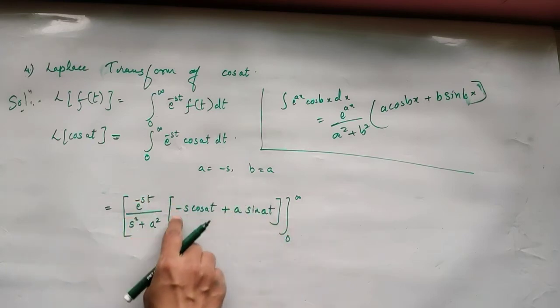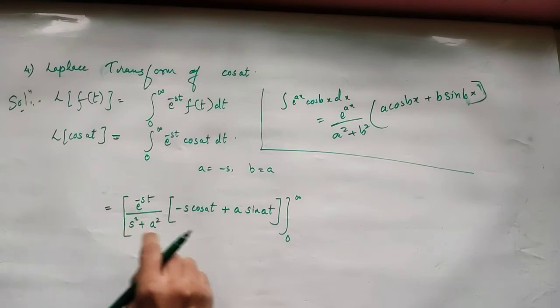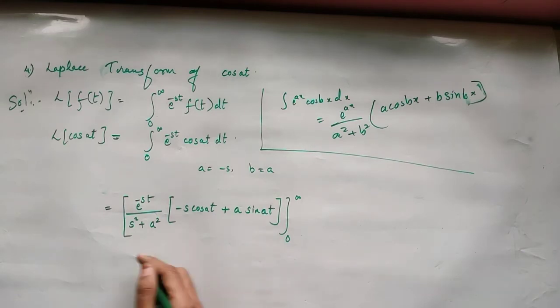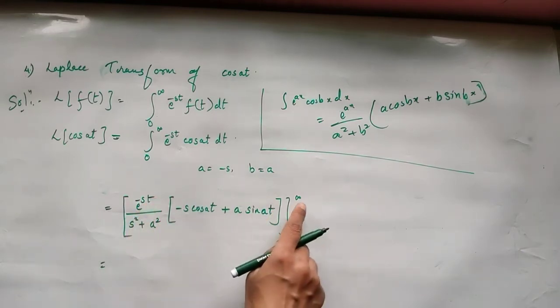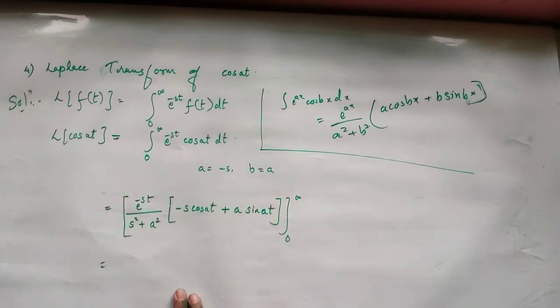So no matter what this bracket results in, this becomes 0, because e to power minus infinity is 0. And when this becomes 0, 0 into this bracket becomes 0 for us. So whenever you have e to power minus s into t, if the upper limit is infinity, it will always be 0. Just remember this. So the upper limit gives 0, minus the lower limit we are going to do.